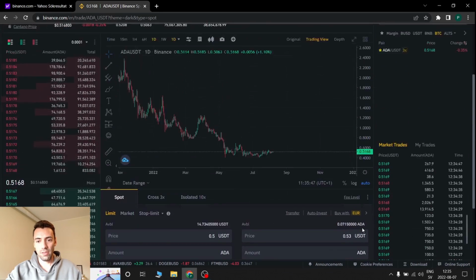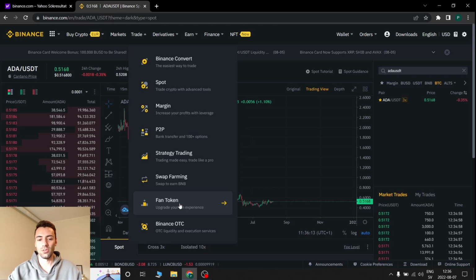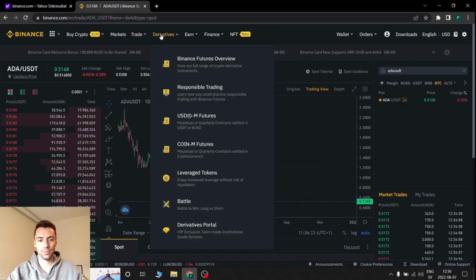So what else do we have here? We talked about the trade, Binance Convert, spot. I will talk about margin. I said about P2P, strategy trading. These are not that important. And these are fan tokens, like the sport clubs that are creating their own tokens, for example, Barcelona. These are the fan tokens. You can read about them and learn about them, which we don't want to go through.